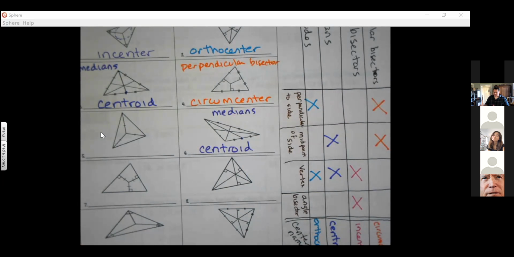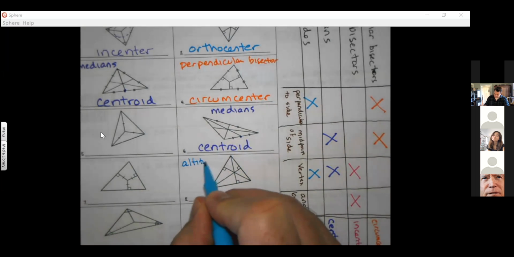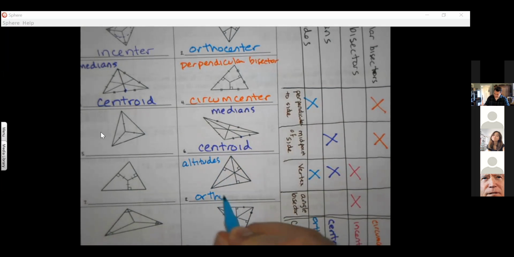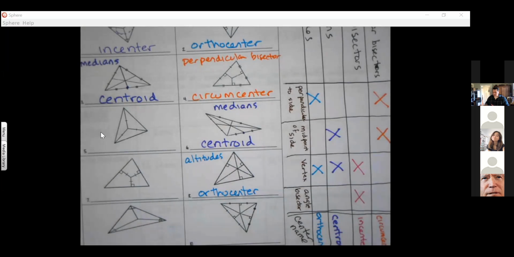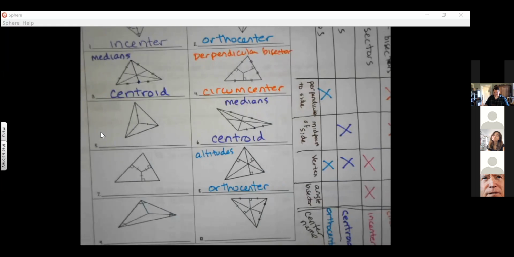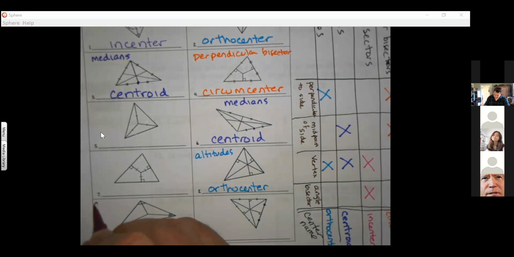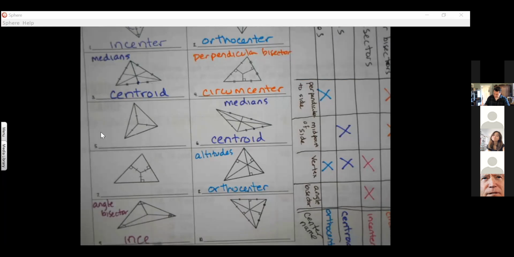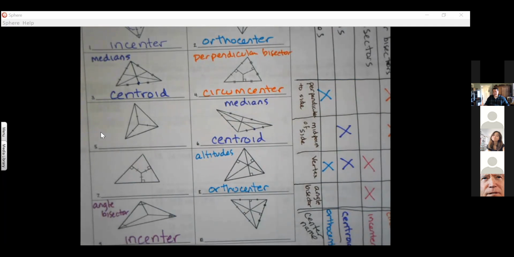Okay, again, I'm jumping around purposefully here. What about number 8? What do we see there? Looks like altitudes. I would agree. It does look like altitudes because they're perpendicular and through the vertex, which means this must be the orthocenter. Okay, we'll do number 9 next. What are those things? Angle bisectors. Which means the center formed is the incenter. Yep, incenter. Okay, now, number 5 is different. Why?